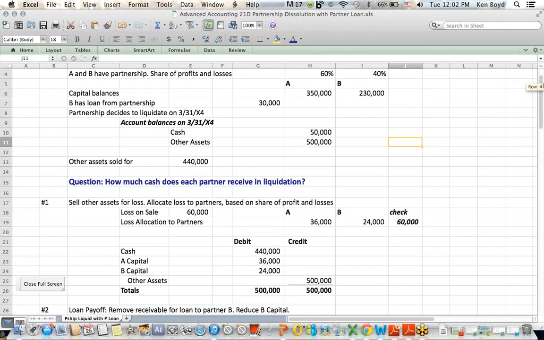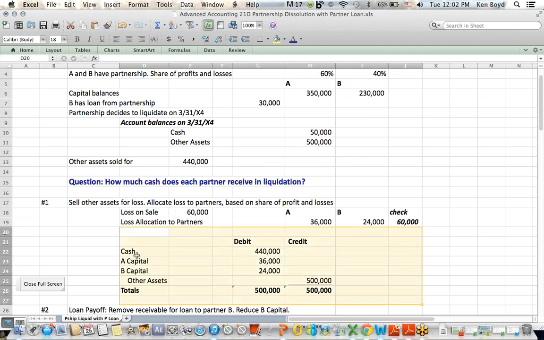So I made a couple of assumptions here. We know that the other asset category was sold at a loss. So let's allocate that loss to the partners based on their percentage share of sharing profits and losses. So the loss can be calculated as $500,000 in blue, the asset's historical cost, less the $440,000 cash they got in green. It's a $60,000 loss. A gets 60% of the loss, blue times green. B gets 40%. And off to the right here I put in a check figure to make sure that the amounts I allocated in blue add up to $60,000, which is the amount of the loss on sale.